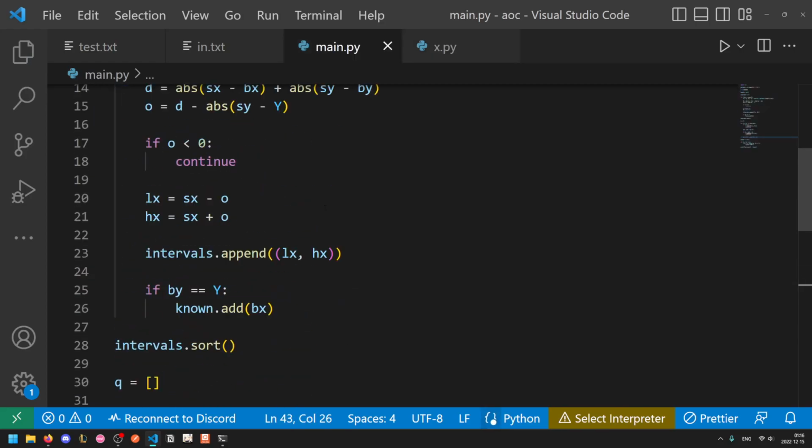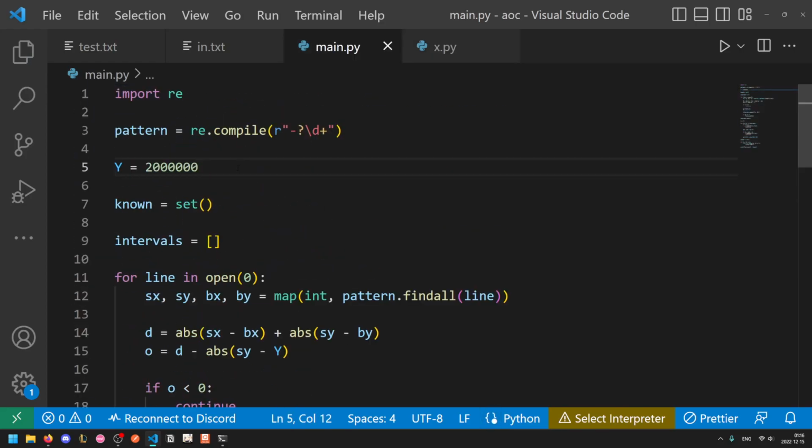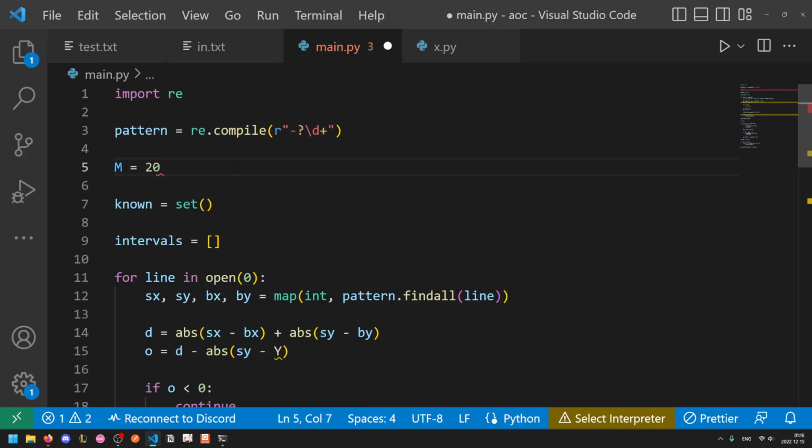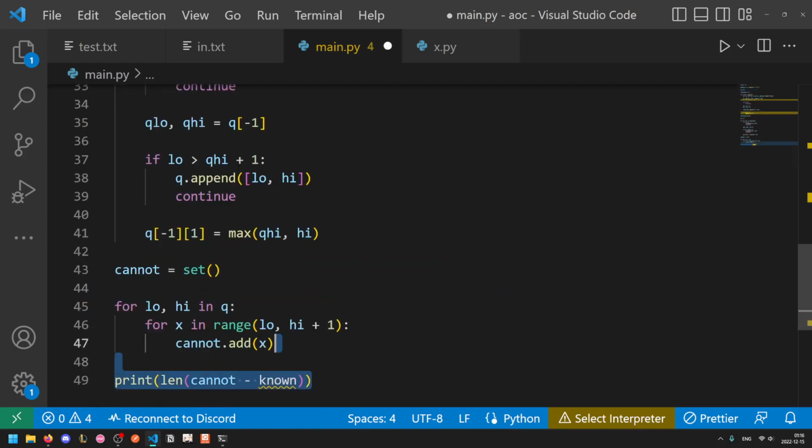For this part, we're going to change capital Y. We don't need this anymore. We're not looking at just a specific row. We're going to instead have m equal to 20, which will basically be the search boundary. We also don't need known anymore, and we also don't need this logic anymore.